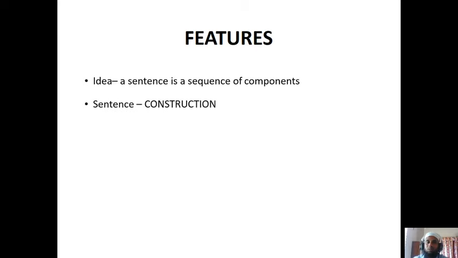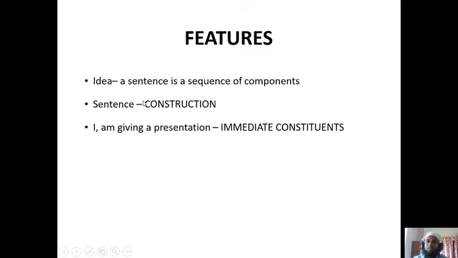What are the features of a tree diagram? The idea on which the tree diagram is based is that a sentence is a sequence of components. So a tree diagram shows that a sentence has some components which are sequentially ordered. And a sentence is a kind of construction. It's just like putting some words in an order and you get the meaning.